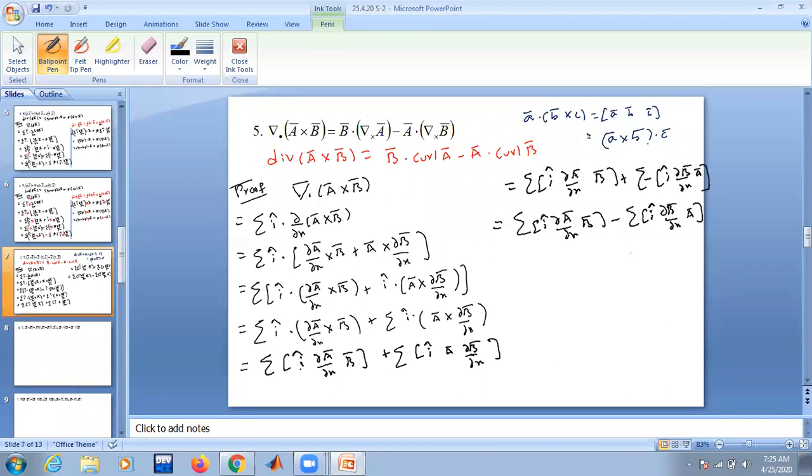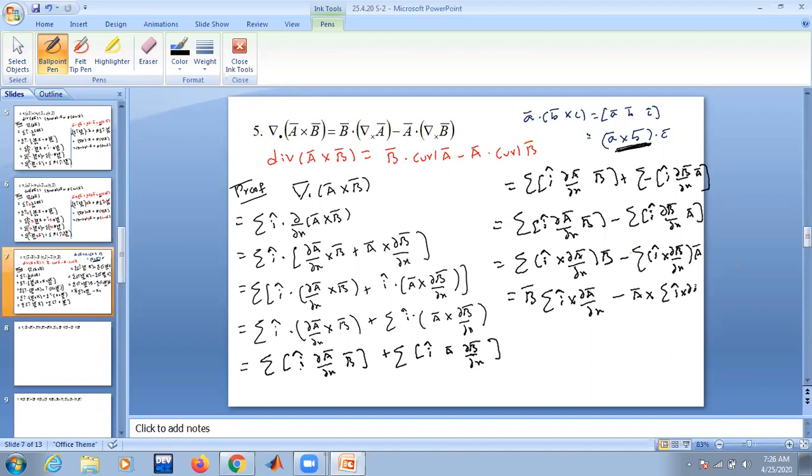Now use this formula. So I can write this as summation i cross ∂a/∂x into b, minus summation i cross ∂b/∂x into a. Now if you notice, this b is common in every term when you expand, and in the second term also a is common in every term. So I can write it as b into sigma i cross ∂a/∂x minus a cross sigma i cross ∂b/∂x.